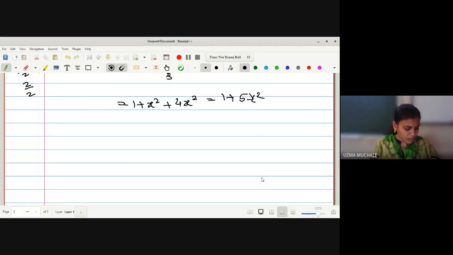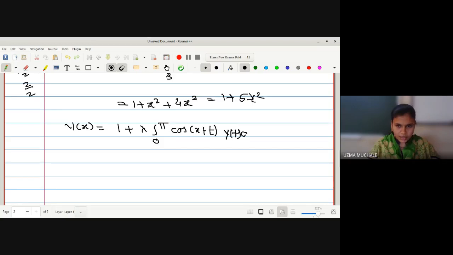Now let us go for one more example by using the Hilbert-Schmidt theorem. y of x is equal to 1 plus lambda integration 0 to pi cos of x plus t y of t dt. As f of x is not equal to 0, first we will find out the solution for our homogeneous equation, integration 0 to pi cos of x plus t y of t dt.